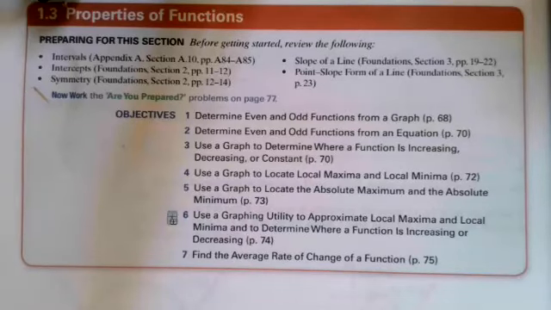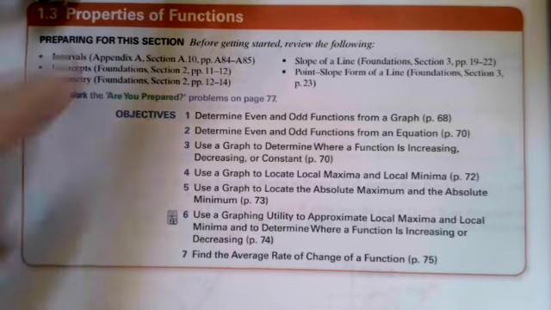Class, I want to cover 1.3 properties of functions. And this section has a lot in it. It has determine even and odd functions from a graph and from an equation. Use a graph to determine where a function is increasing, decreasing, or constant. Use a graph to locate maxima and minima, an absolute maximum and minimum. And then use your calculator to approximate local maxes and local mins and to determine whether a function is increasing or decreasing. And then the last thing is find the average rate of change. So that's a good bit of stuff.